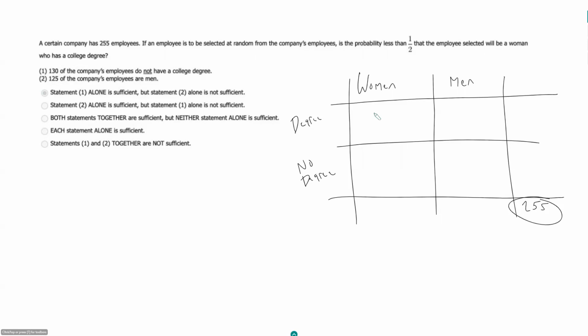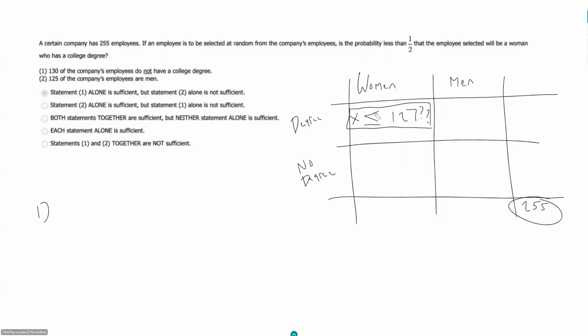So half our employees would be a decimal. 127 times 2 would be 254, so 127.5. So we want to know if this box here is less than 127.5, but we can't have partial people. So that's really just saying less than or equal to 127. So do we have less than or equal to 127 in the women college degree box?